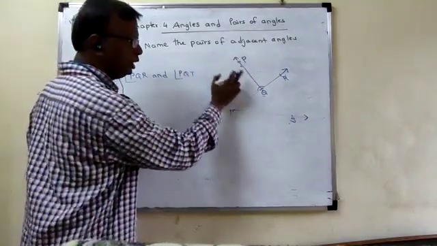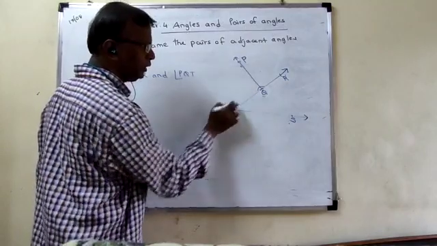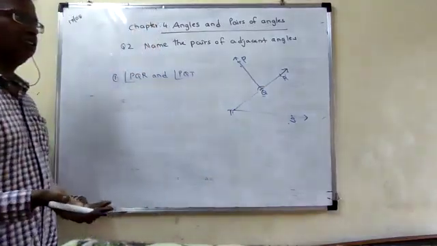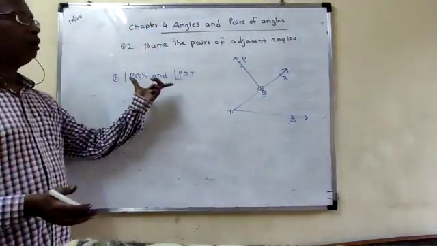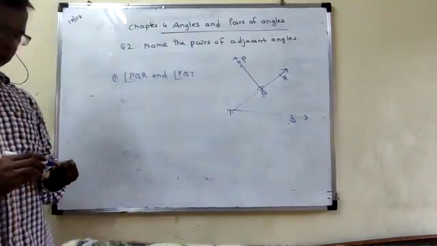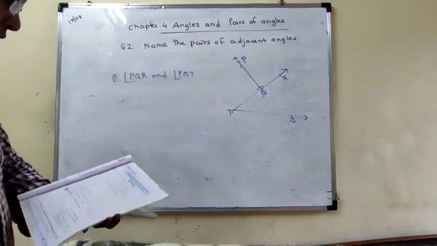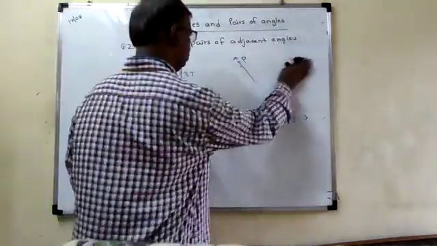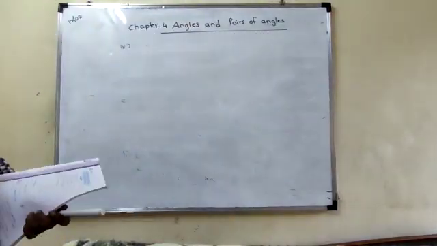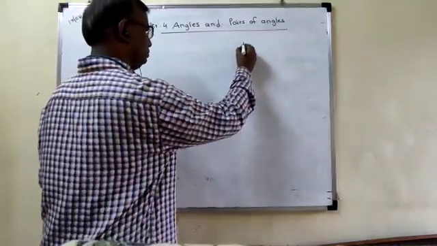Now take this angle, PQT and QTS: the vertices are different. What is the vertex of PQT? Q. And the vertex of QTS? T. So they are different. Understand? Only one adjacent pair in this particular figure. Any doubt? We'll go to the next question. The third question asks: are the following pairs adjacent angles? I'll draw the diagram.